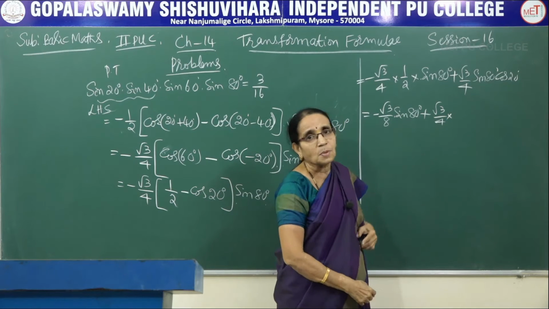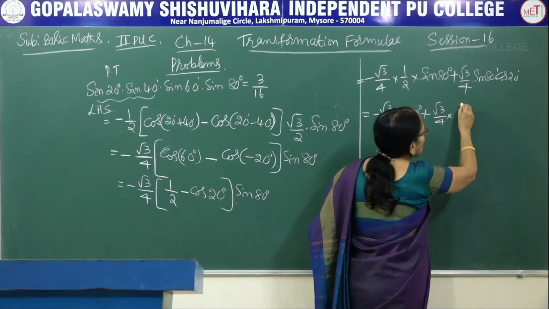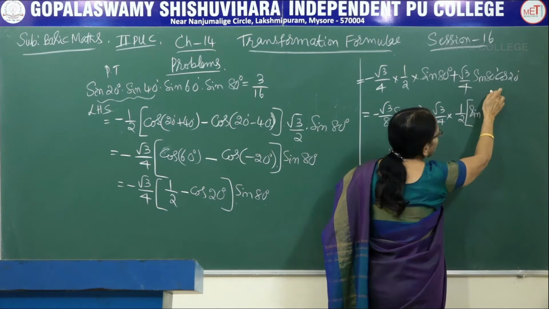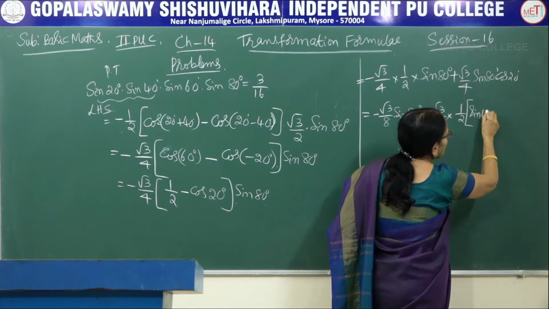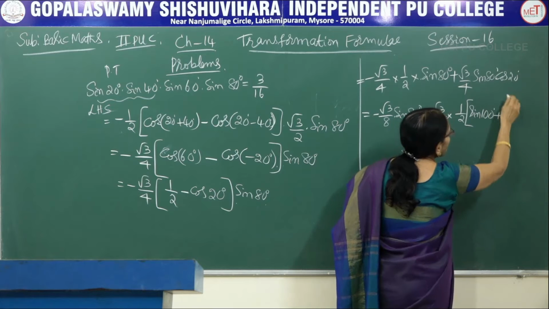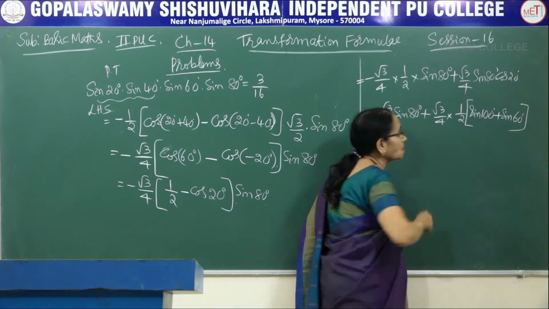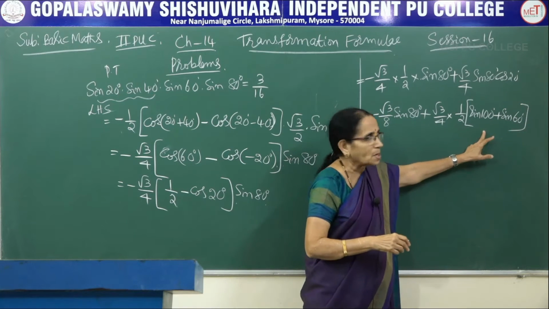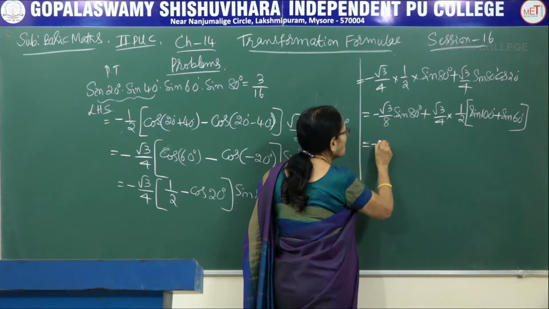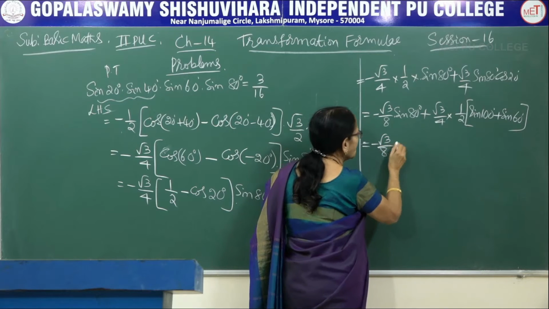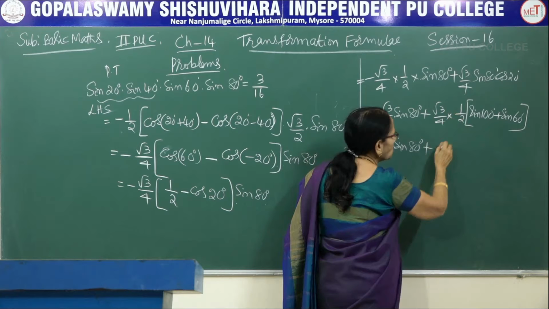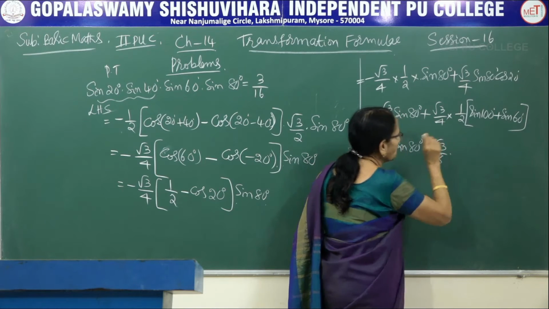So the very first formula you learned, sin A into cos B, is a mixed product. It is half of sin of A plus B, that is 80 plus 20, that is 100, plus sin of A minus B, that is 60. Directly I am writing: sin of A plus B is 100 degrees, sin of A minus B is 60 degrees. Now it is minus root 3 by 8 into sin 80 plus root 3 by 4 into 1 by 2, which is root 3 by 8.